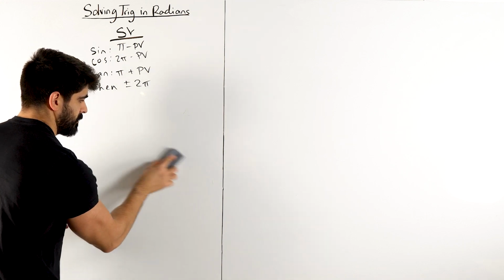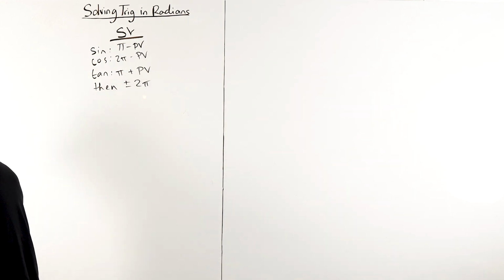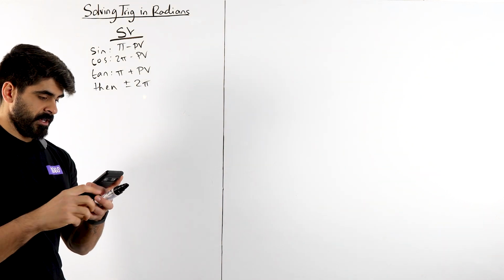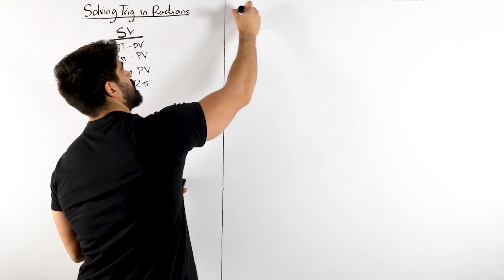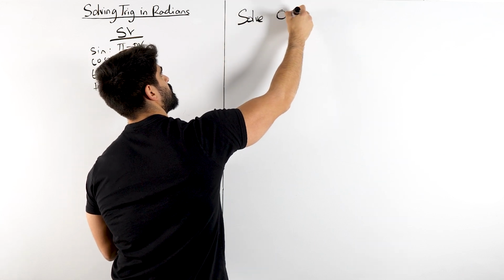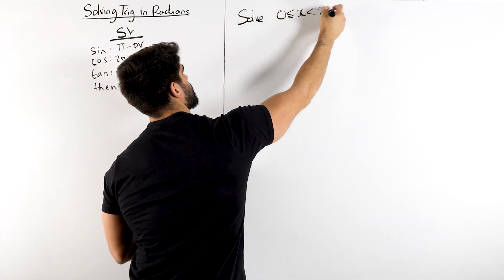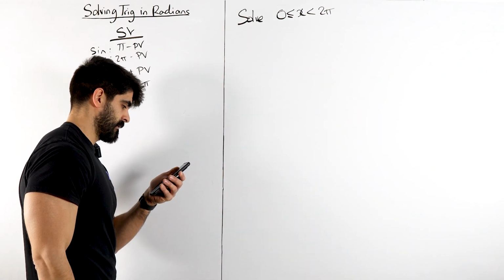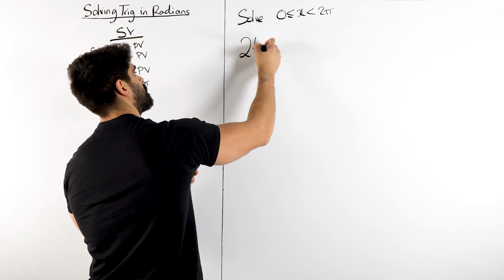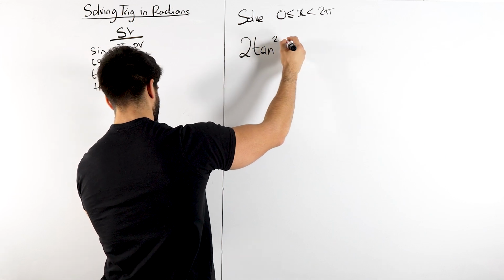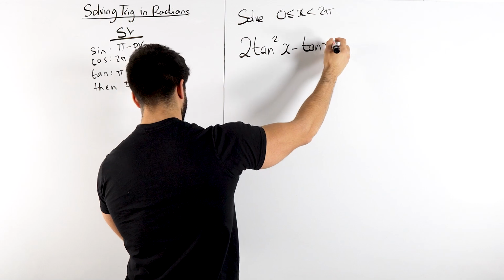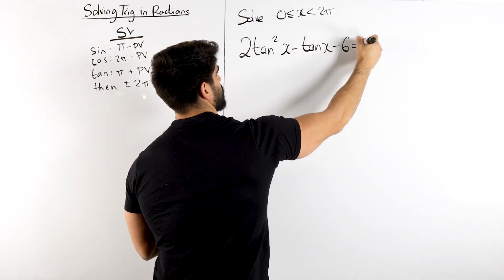I might need to write on the other side though, because it might be a longer one, but we shall see. Solve, okay, solve, I'm going to do it here. Solve between 0 and 2 pi: 2 tan squared x minus tan x minus 6 is 0.